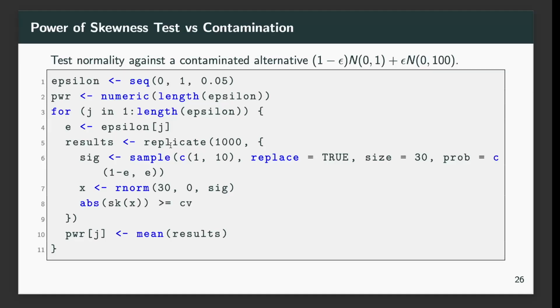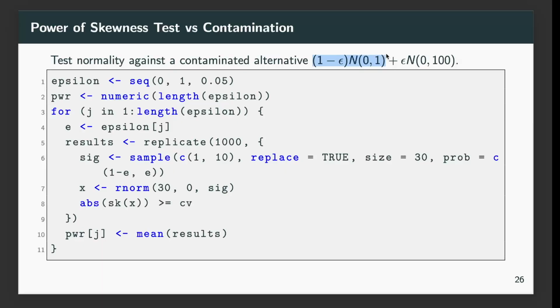Okay, now let's look at this one. This is the power of the skewness test versus a contaminated normal alternative. This is a little bit more complex, but it provides a realistic example. The alternative here is contaminated normal, which is 1 minus epsilon times standard normal plus epsilon times a normal distribution with standard deviation of 100. So in this case, when epsilon equals 0, we have a perfect standard normal distribution.